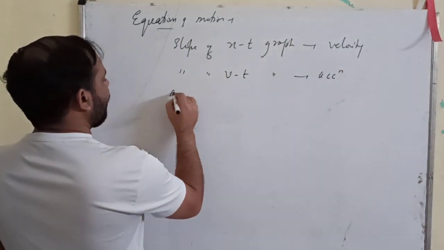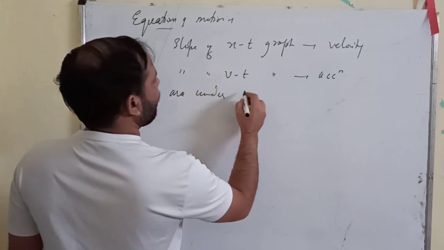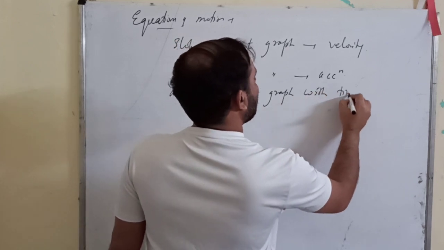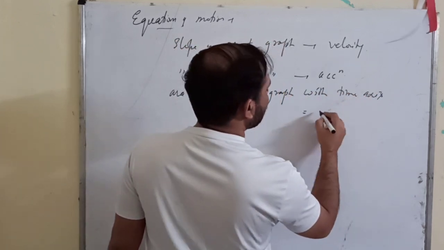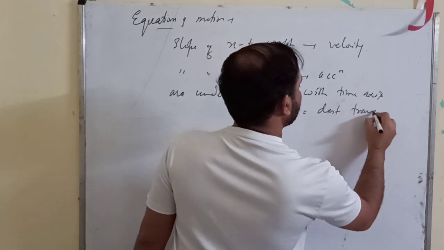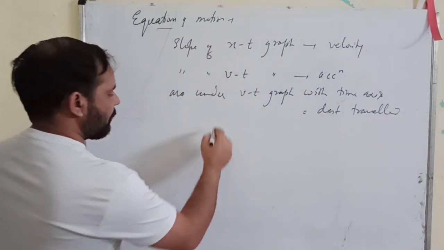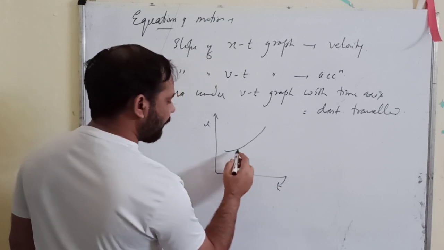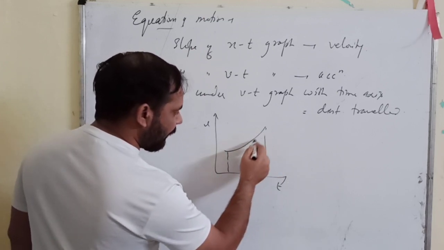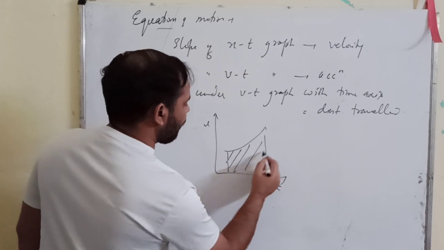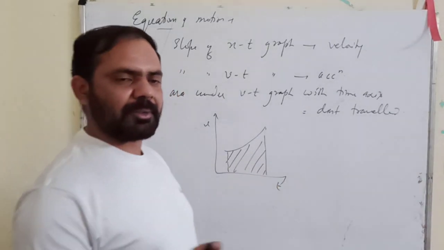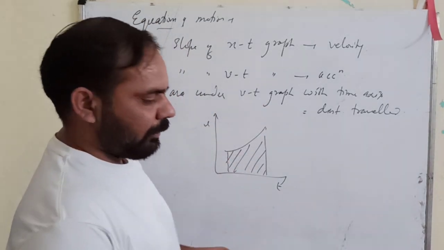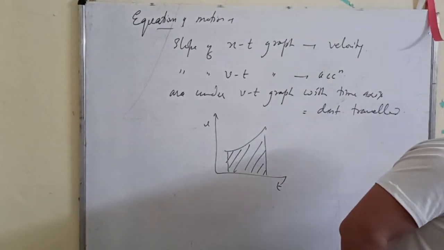Then the area under the v-t graph with the time axis always gives you the distance traveled. Suppose you have a v-t graph and this is your graph. If you find the area under the graph with the time axis, this area, you will always get the distance traveled. This you will have to keep in your mind. So I will finish here today. Only one last topic.